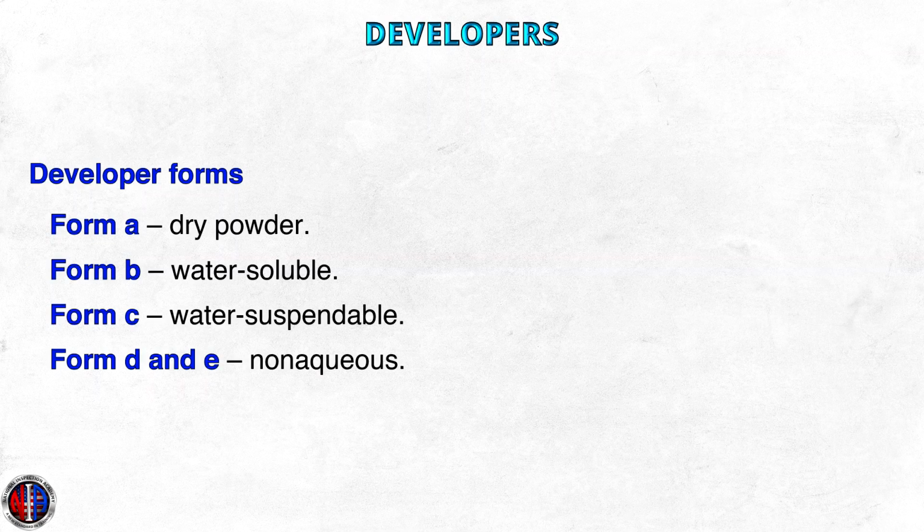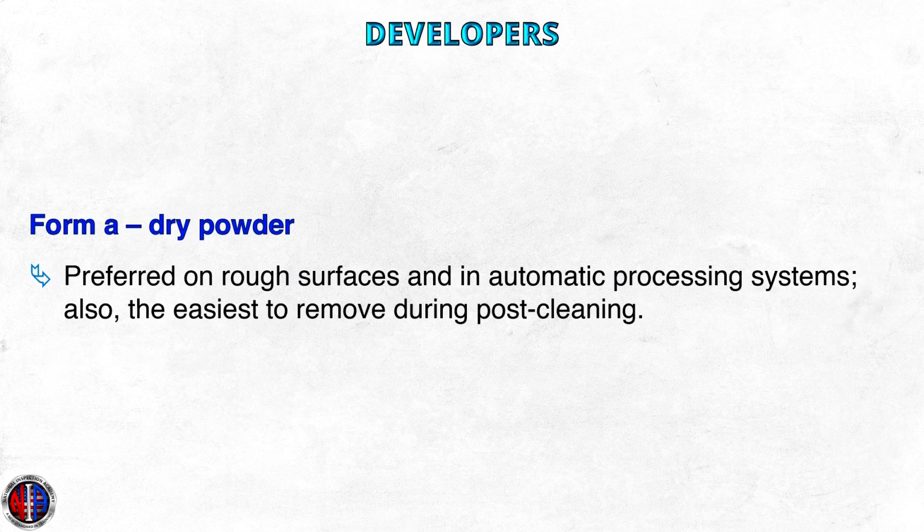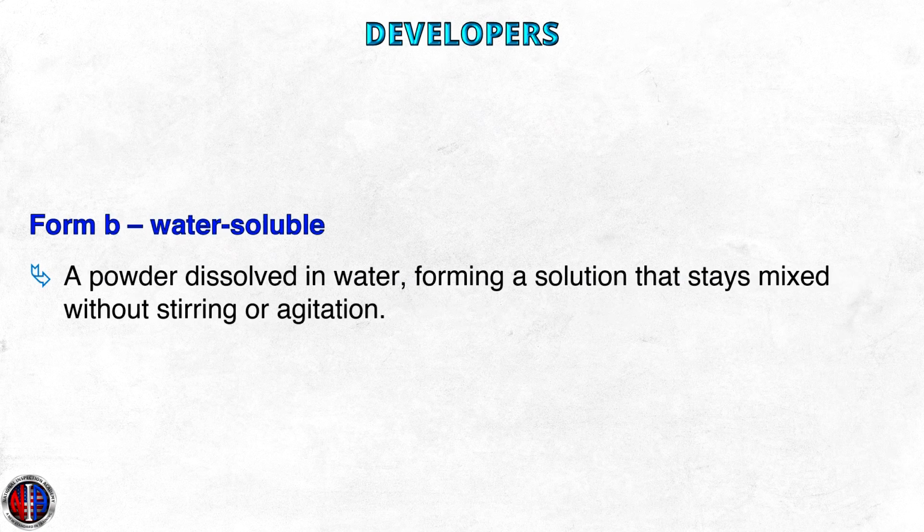Developers come in 5 different forms. Form A, dry powder. Form B, water soluble. Form C, water suspendable. And Form D and E, non-aqueous. Form A, dry powder. A dry powder applied to dry test surfaces. Dry developer is preferred on rough surfaces and in automatic processing systems. It is also the easiest developer to remove during post-cleaning.